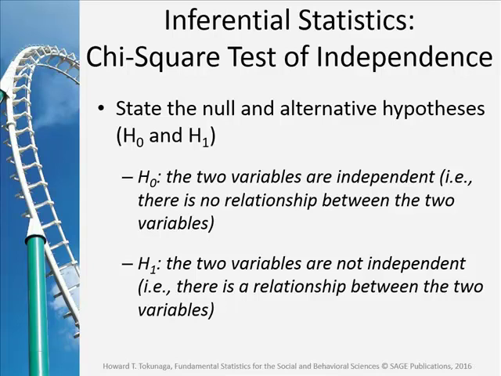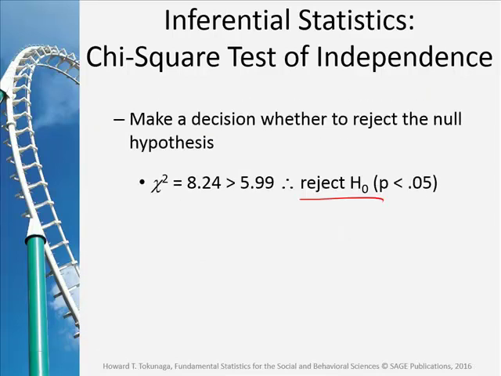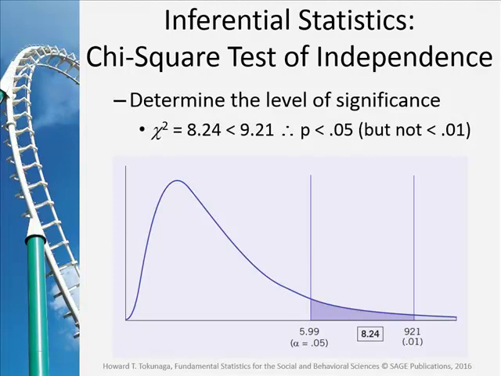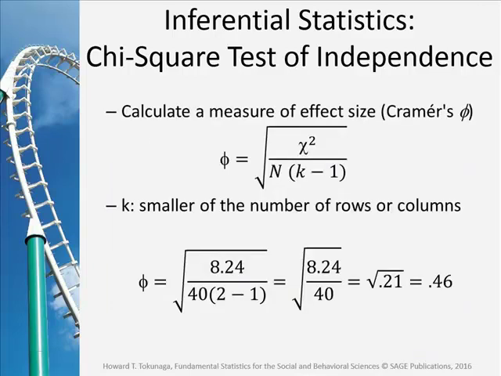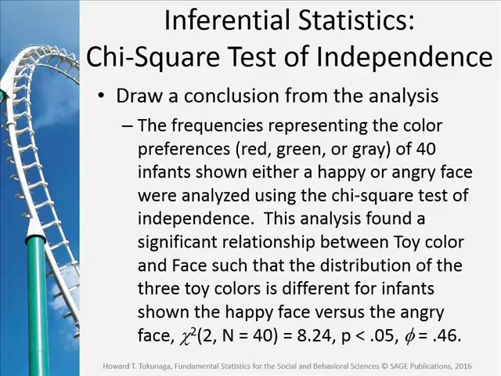The alternative hypothesis is testing whether there is, in fact, a relationship between the 2 variables. We have 8.24. That's above our cutoff of our critical value. For our alpha of 0.05, we can reject the null hypothesis. You can go ahead and do the same thing with Cramer's phi. I'm not interested in it.